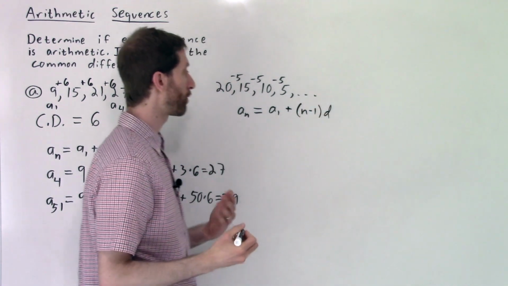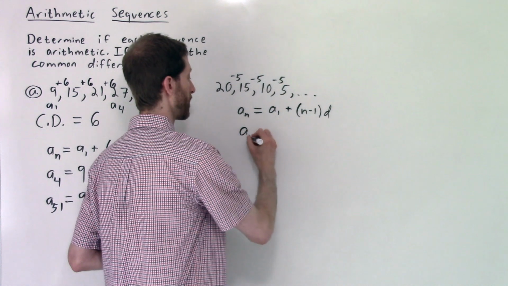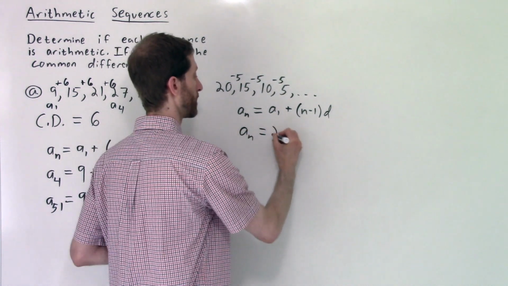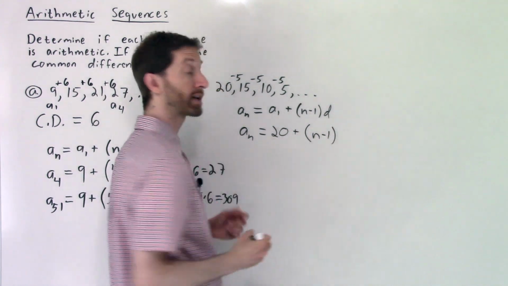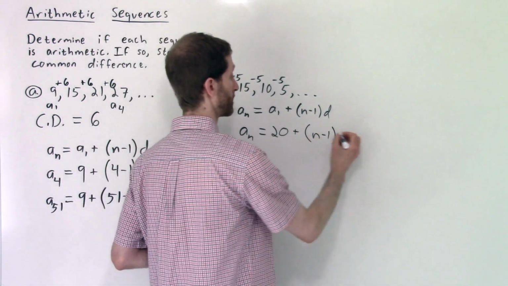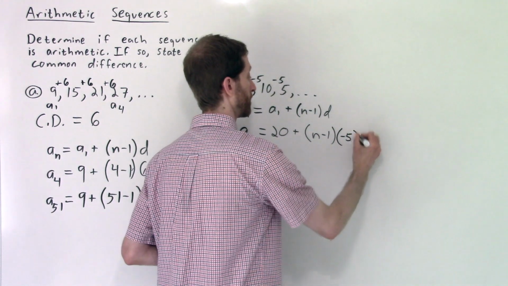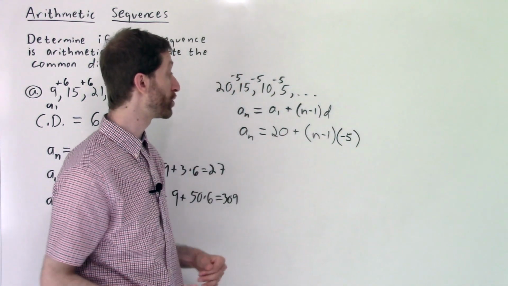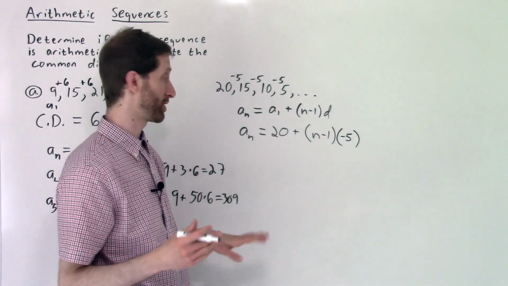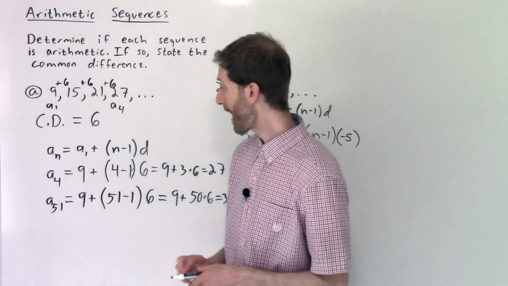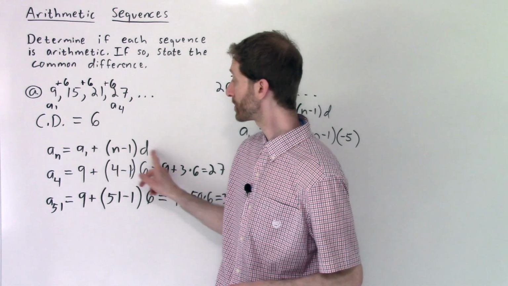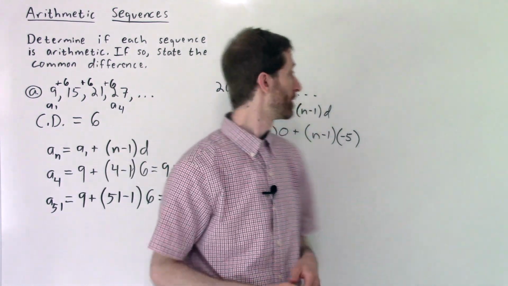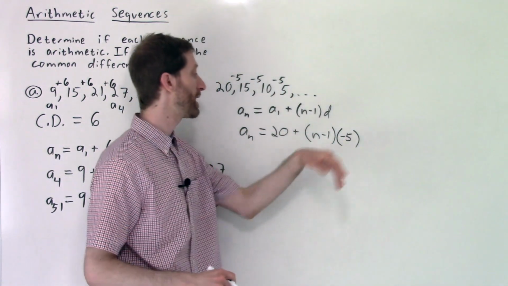So in general, our formula will be that the nth term is going to be equal to 20 plus n minus 1 times a common difference of negative 5. And that's the formula that will generate for us any nth term. So here we could have had a sub n equals 9 plus 6 times n minus 1. So in this case, we could plug in any number term we want.